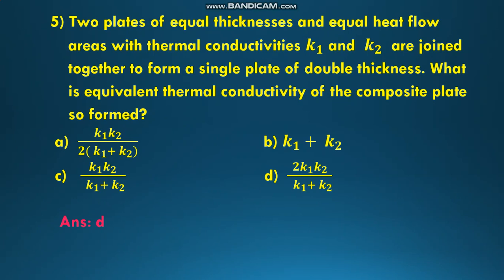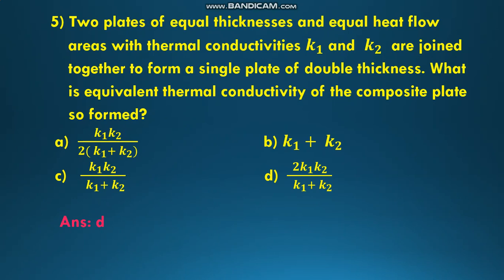Fifth question. Two plates of equal thicknesses and equal heat flow areas, with thermal conductivities K1 and K2, are joined together to form a single plate of double thickness. What is the equivalent thermal conductivity of the composite plate so formed? So you take two plates of equal thickness and equal heat flow areas with conductivities K1 and K2. They form a single plate with double thickness. What is the thermal conductivity of the composite plate?